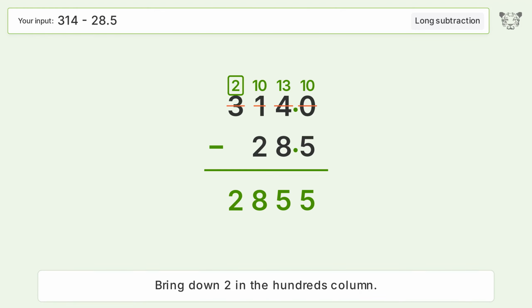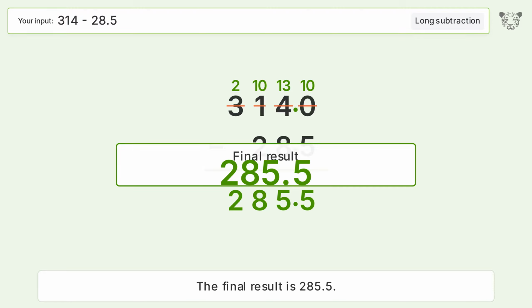Bring down 2 in the hundreds column. Bring the decimal point straight down into the answer. The final result is 285.5.